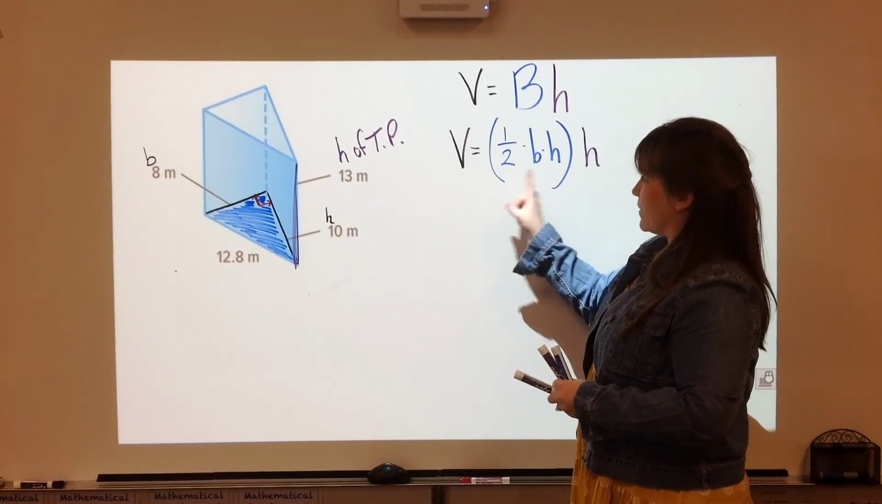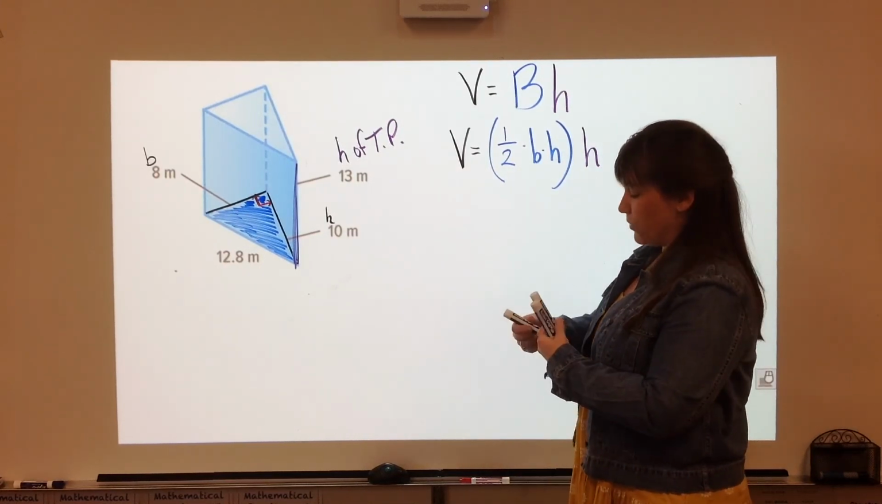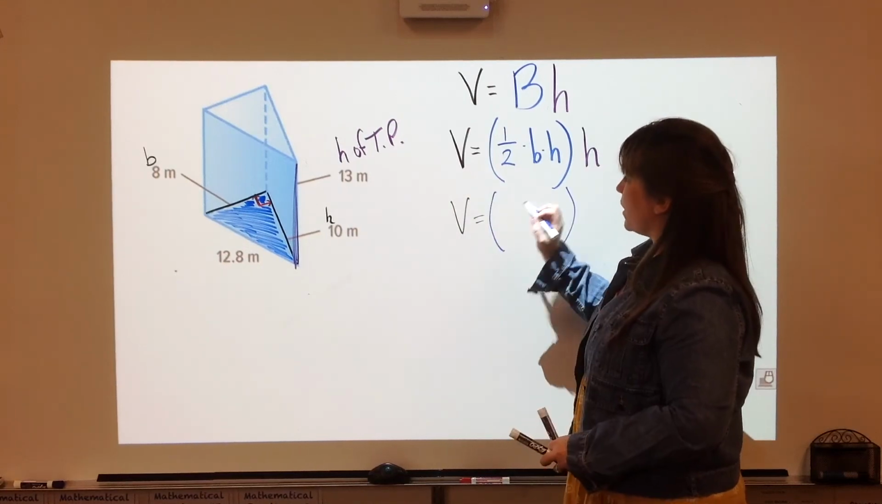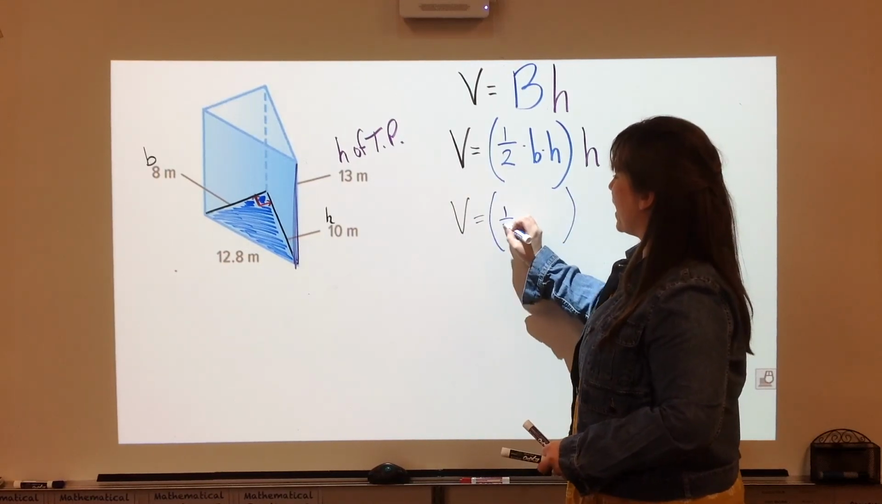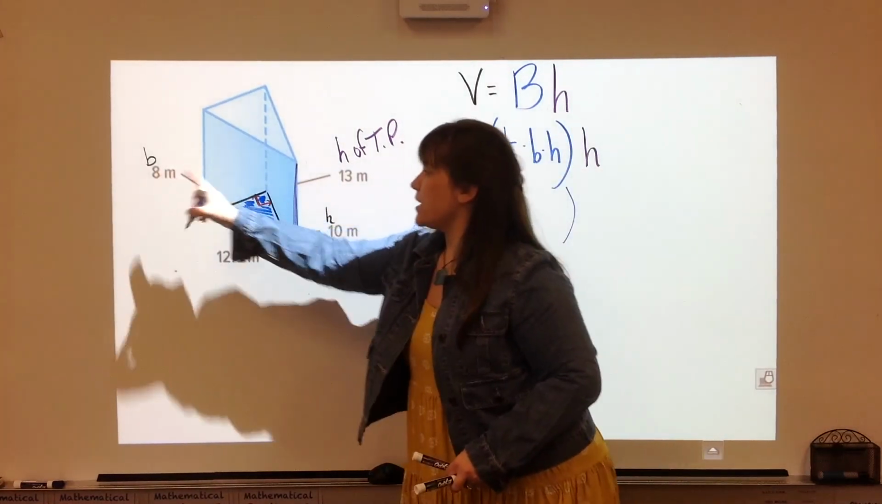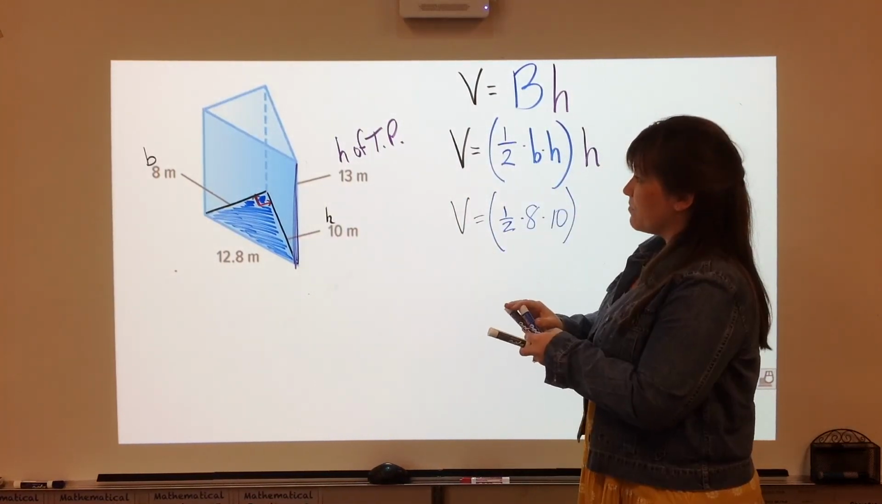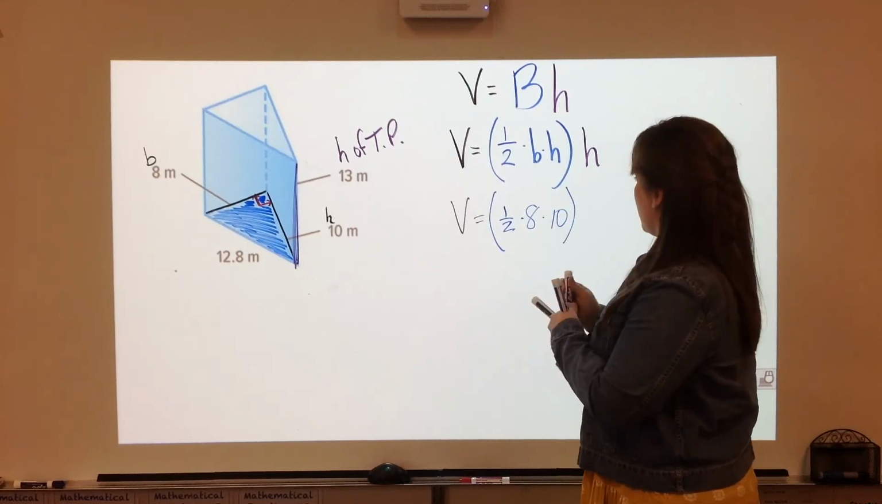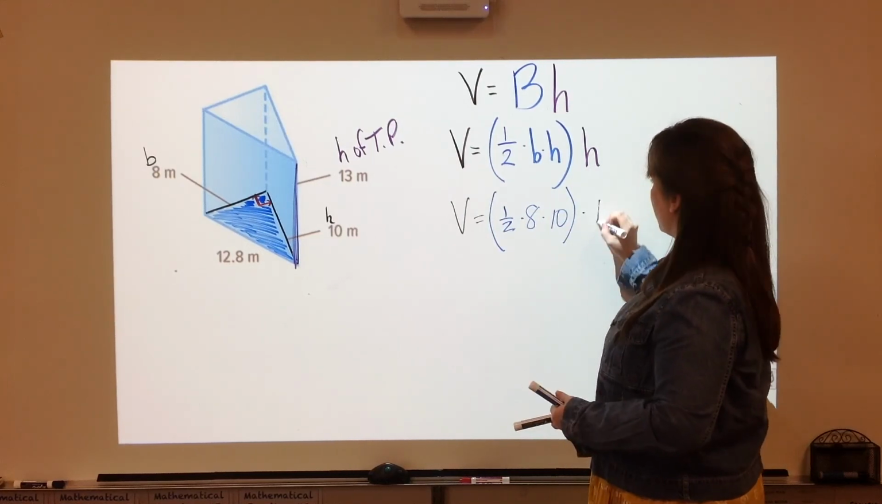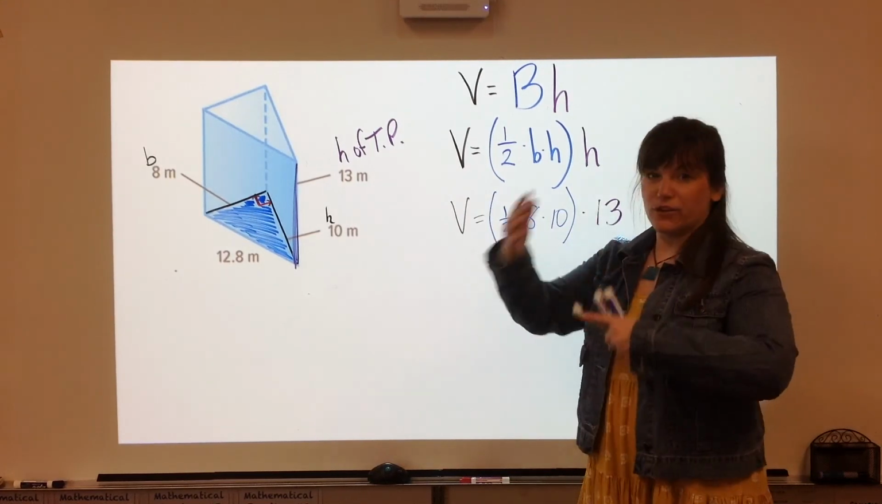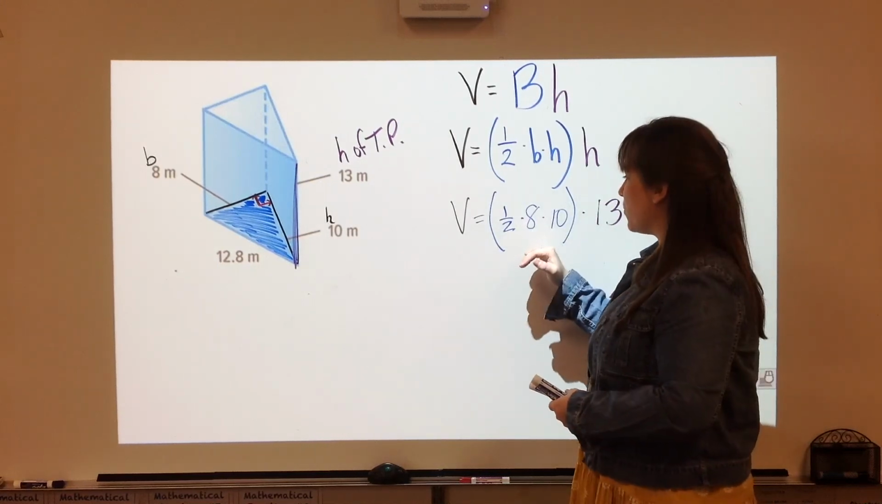So now we have to plug in our numbers. Volume is going to equal, here's the area of the base, 1/2 times the 8 times the 10. The height of my entire trapezoid goes on the outside. Yes, everything's being multiplied. Then you're just going to pick up your calculator at this point.